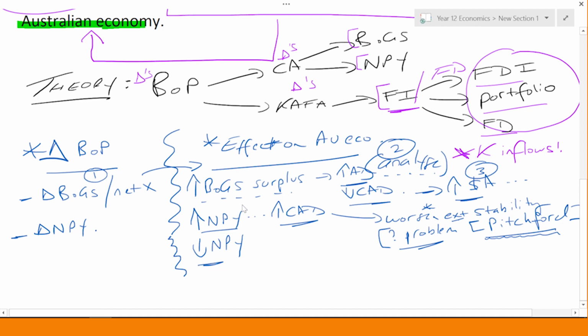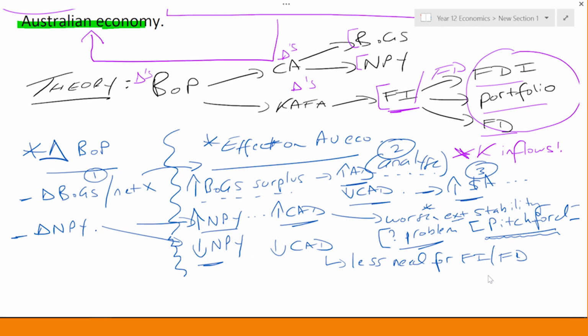Likewise, if we see a reduction in NPY, that's our change in the balance of payments here. We could see a reduction in the CAD. We could also see less need for foreign investment or foreign debt. So that's how a change in that element of the balance of payments could then affect the Australian economy.